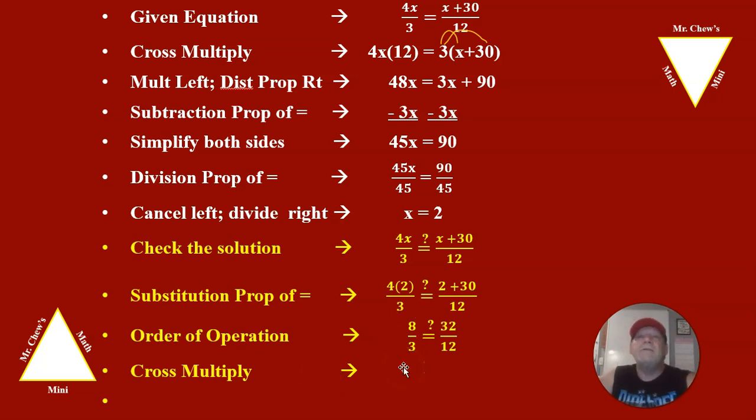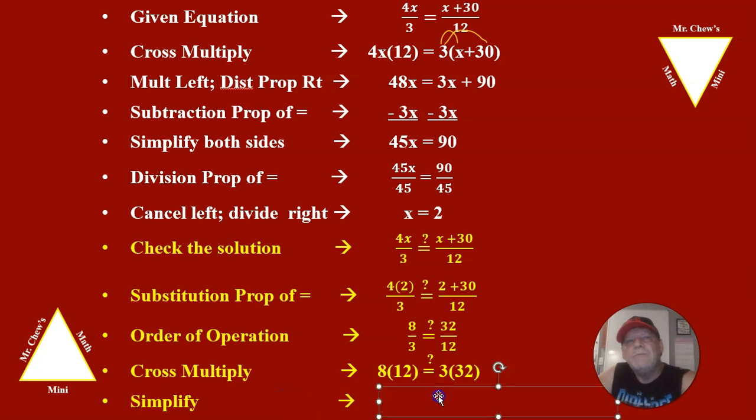There's more than one way to solve this. One way is to just do the cross product again and see if they're equal. If the two numbers are equal, then the fractions are equal. So let's just do 8 times my 12 equals 3 times 32. And when I simplify that, I get 96 equals 96.